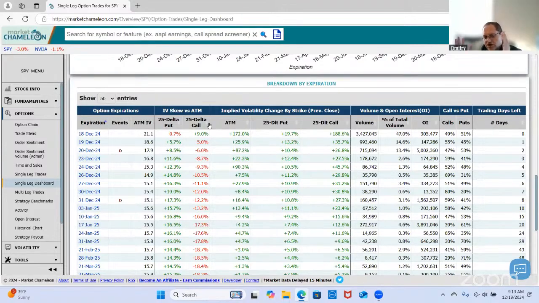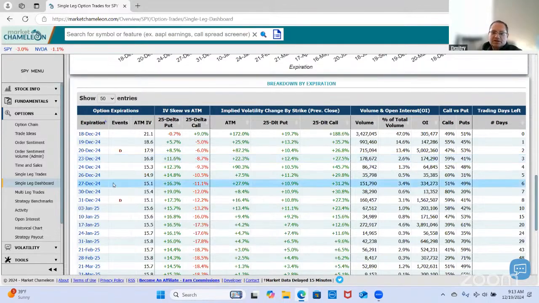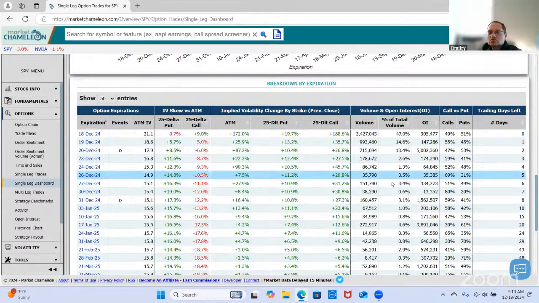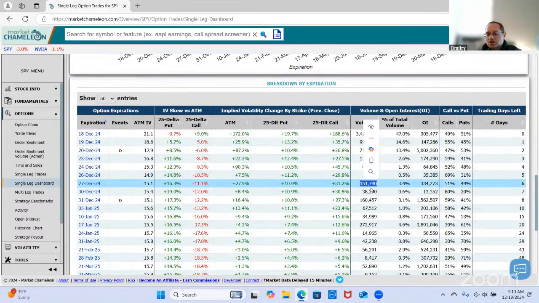We're saying, okay, if we ran a straight skew, so let's pick an expiration, like December 27th. So traded 151,000 contracts, 6 days to go. And we could pick any one, but let's just stay on this one. Well, the at-the-money implied volatility yesterday was 15.1.